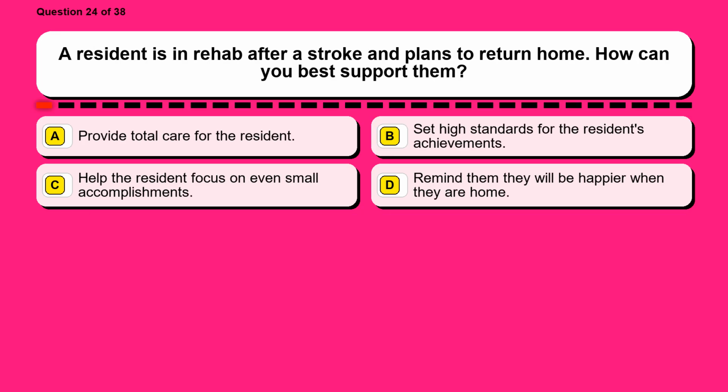Question 24. A resident is in rehab after a stroke and plans to return home. How can you best support them? Option A. Provide total care for the resident. Option B. Set high standards for the resident's achievements. Option C. Help the resident focus on even small accomplishments. Option D. Remind them they will be happier when they are home.